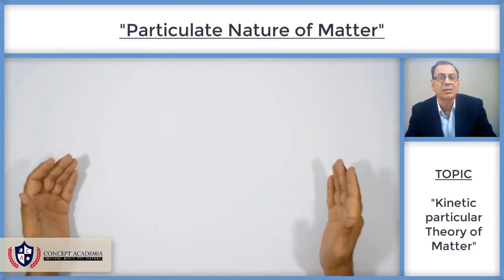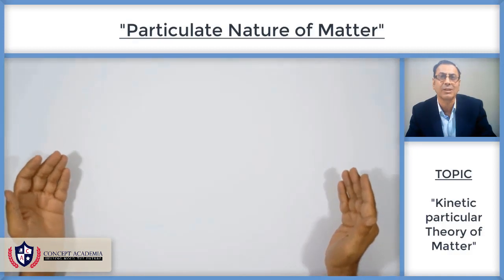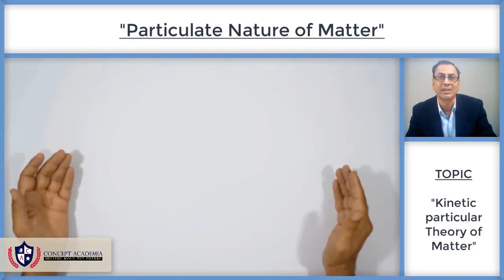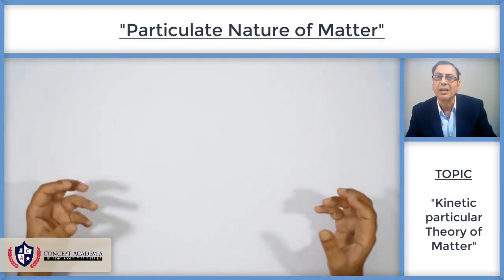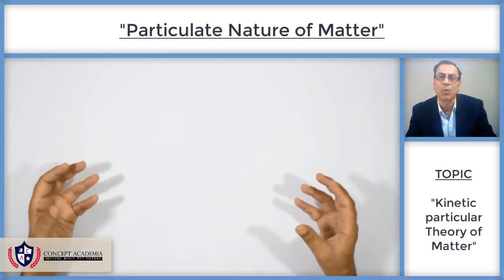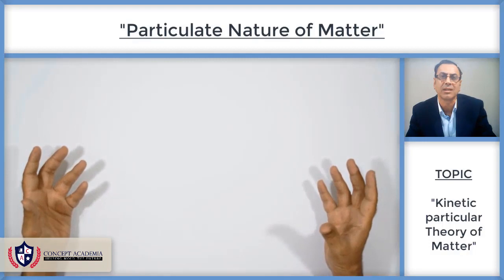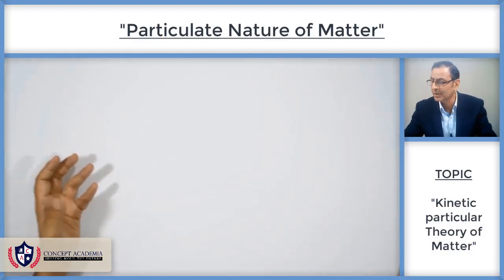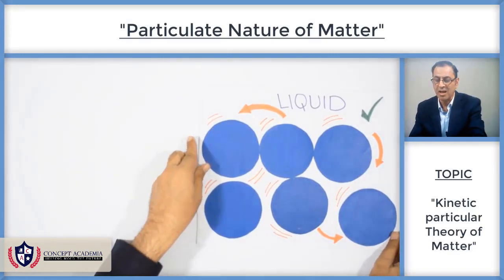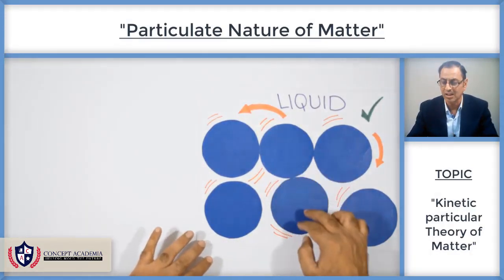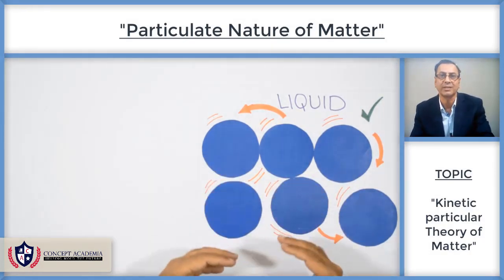There are some common mistakes in the models of solids, liquids and gases. For example, in the case of liquids, it is a common mistake to show liquid particles as well separated from one another. Actually, liquid particles are not well separated. You see that in the case of liquids, some of the particles are touching one another. They are still attached to one another.